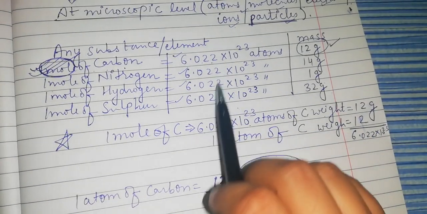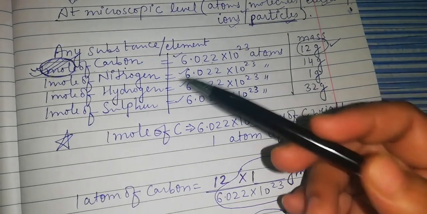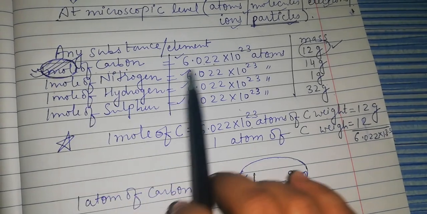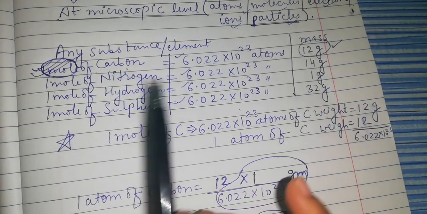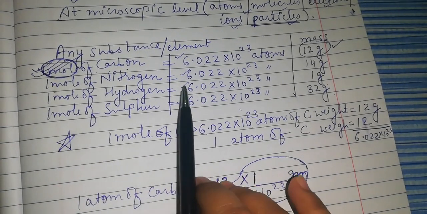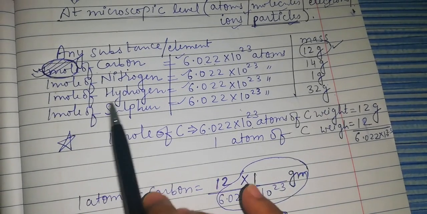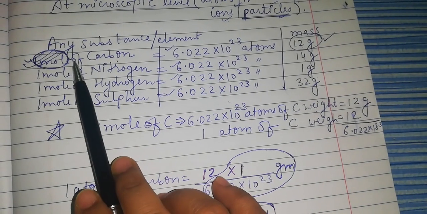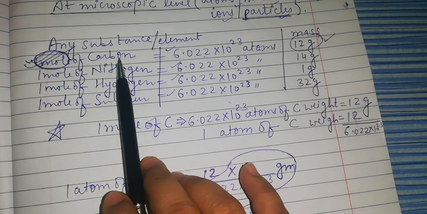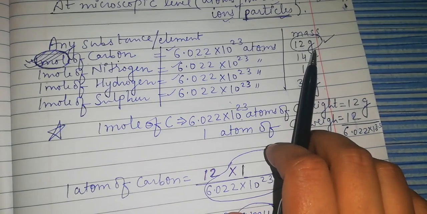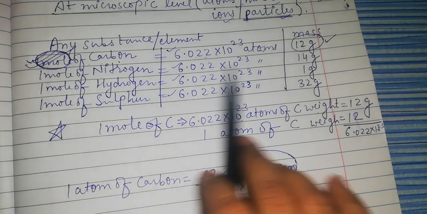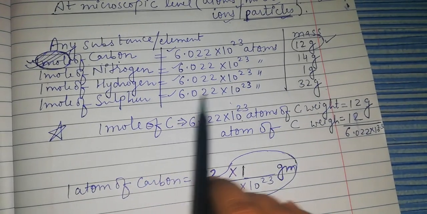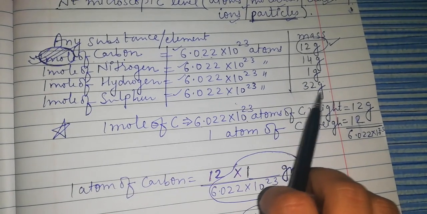In 1 mole, the number of atoms is the same for anything which we are talking about. Okay, 1 mole of anything will contain the same number of atoms or items, but the weight of everything will be different. Okay, for example, 1 mole of carbon atoms will weigh 12 gram. 1 mole of nitrogen will weigh 14 gram, 1 mole of hydrogen will weigh 1 gram, and 1 mole of sulfur will weigh 32 gram.